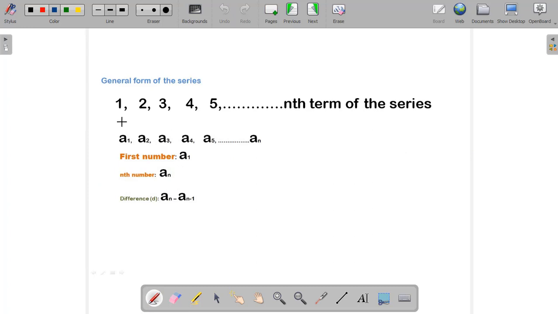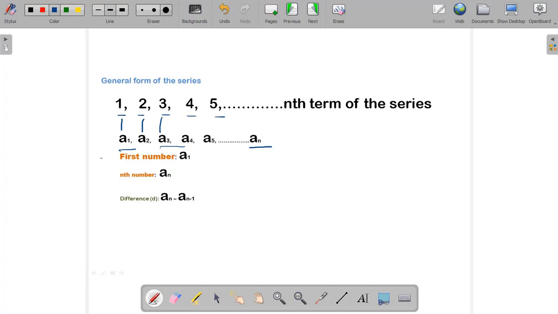Now we discuss the general form of the series. Do you see 1, 2, 3, 4, 5? These are the numbers. If we take a1 instead of 1, a2 instead of 2, a3 instead of 3, that is the general form of the numbers, and there is a proper relation among a1, a2, a3, a4, a5, dot dot dot, an. So an represents the nth term of the series.